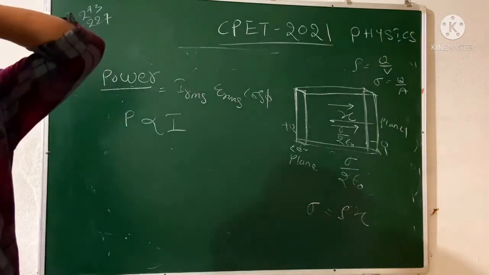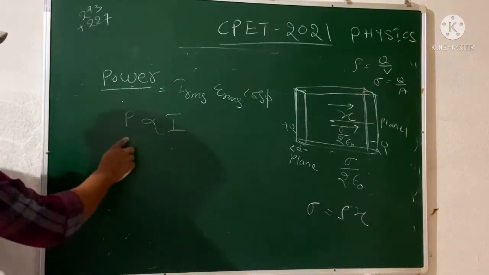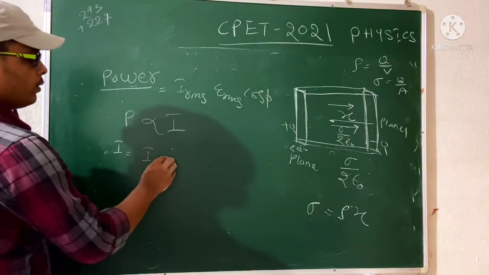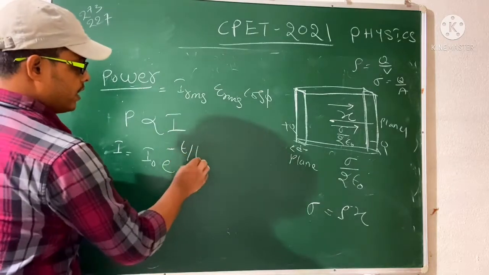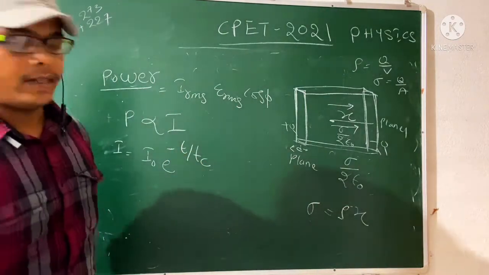Okay, so EMF is constant and here EMF is not discussed also. So power is depending upon I. What is I? I equals I0 e to the power minus t by tc. Right? This is an RC circuit type.